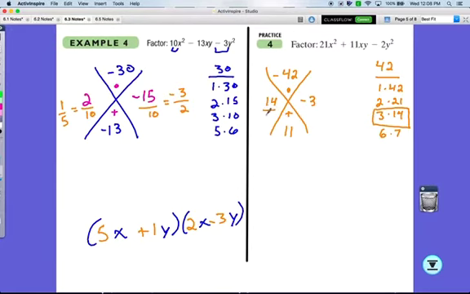I divide by 21, which was the A. All right, 14 over 21. 7 will go into both of those. It'll go into 14 twice, and it'll go into 21 3 times. So that gives me 3x plus 2y.